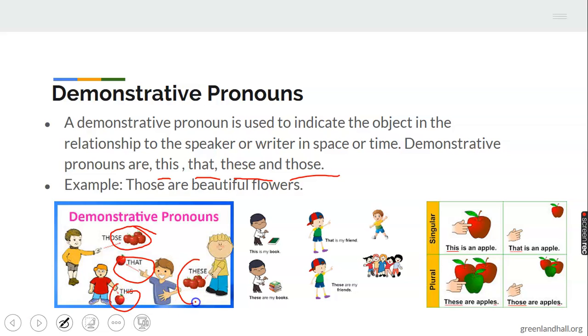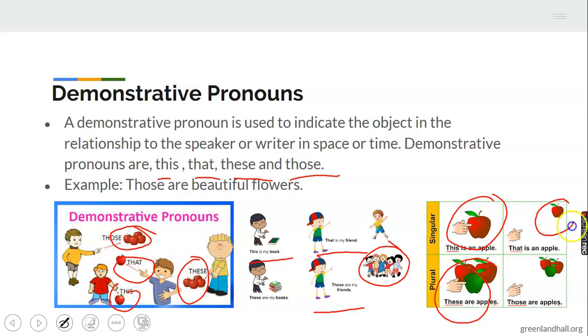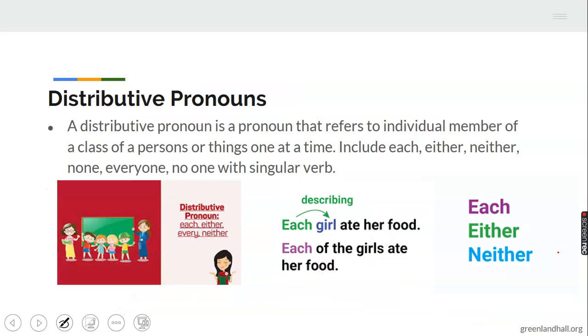This one, these, plural. This is my book. This is my friend. That is my friend. Those are my friends. Okay. This is an apple, singular. These are apples. That is an apple. Those are apples. Okay. The demonstrative pronouns there.